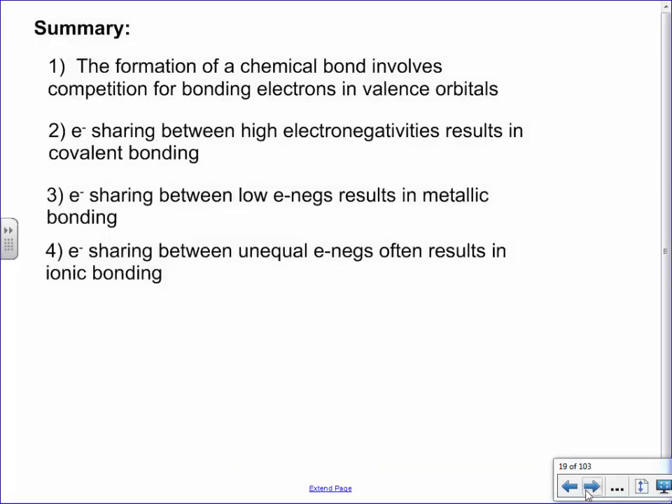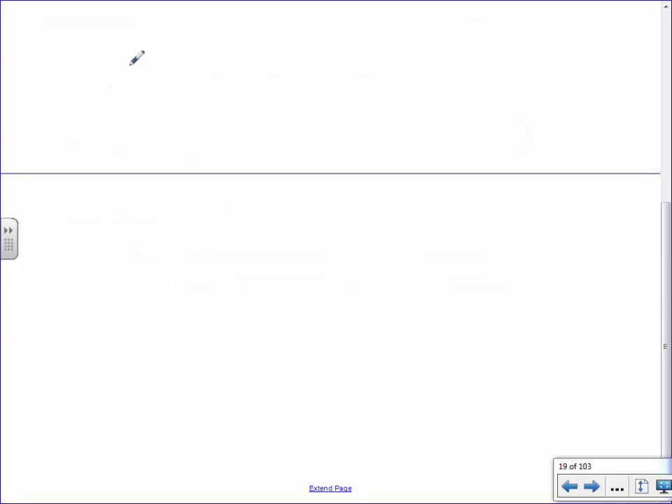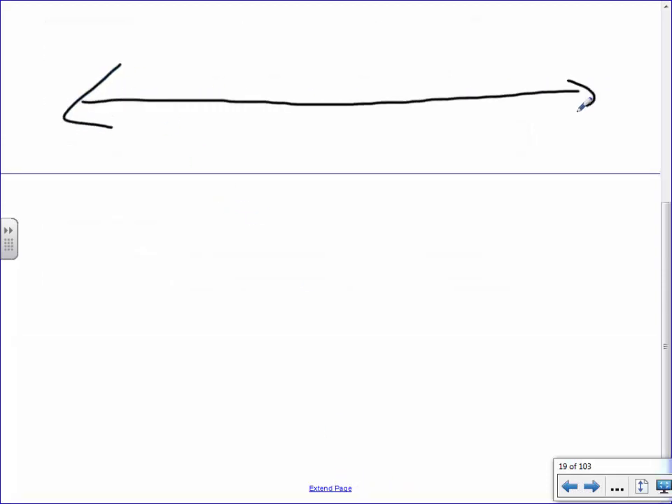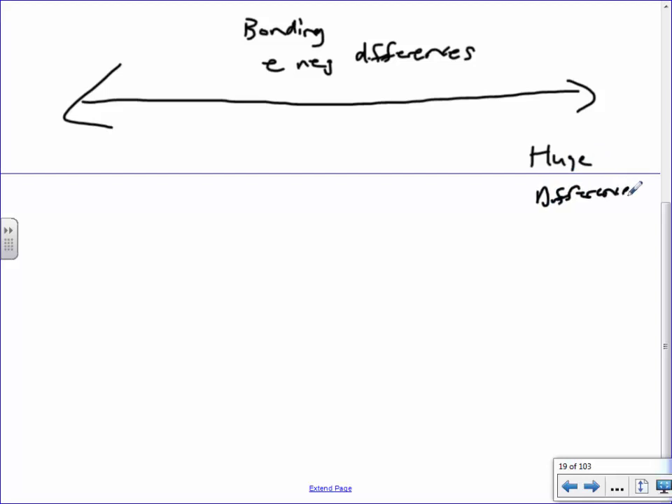So what we end up with then is a spectrum. I want to finish with this slide. I'm going to call it a day here. I have a spectrum here of bonding. And it's all about electronegativity differences. Okay. Let's say that you have a huge difference, like, say, a 4.0 trying to fight a 0.9. What happens in that case? What do we call that?